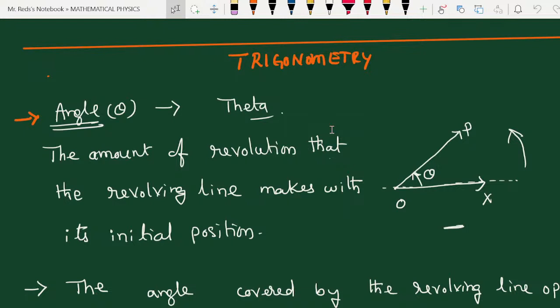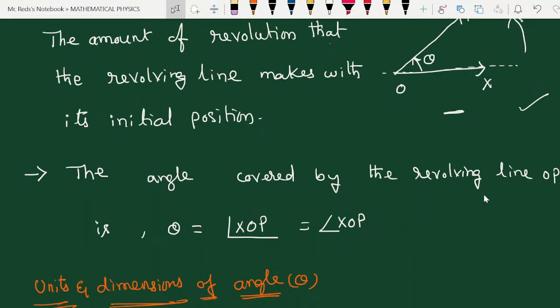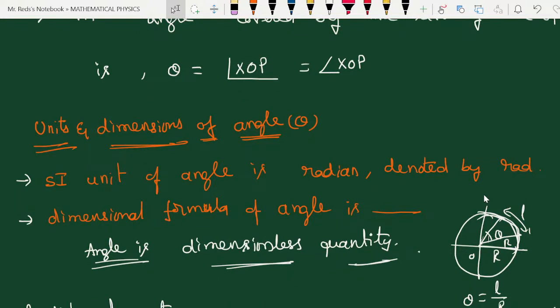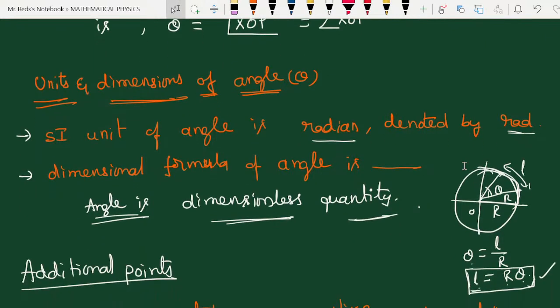So angle is nothing but the amount of revolution that a revolving line makes with its initial position, as in the figure I have discussed. And we have also discussed units and dimensions of the angle. Actually it is a plane angle, but simply we call it angle. It is one of the supplementary quantities in the SI system. The SI unit of angle is the radian, denoted by rad. And as a dimensional formula, it is a dimensionless quantity. It is a physical quantity but has no dimensions.